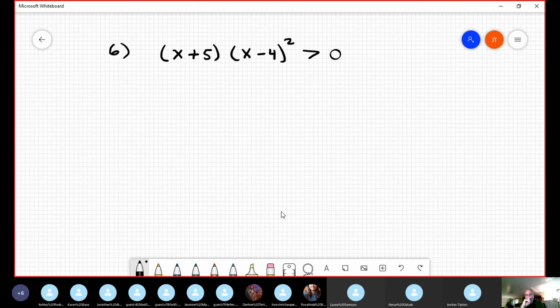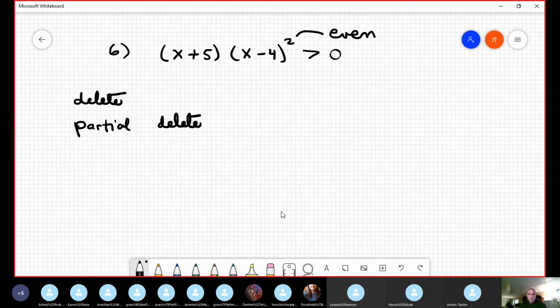The problem is, remember I explained, when the exponent is even, you delete this or partial delete. Let me explain in detail the idea. Let me try to explain, because it's very, very complicated. This guy, which is x minus 4 squared, is always positive, regardless of the value of x. See, I try to do the graph only of this part. Look, this is a parabola, and the vertex of this parabola is at 4.